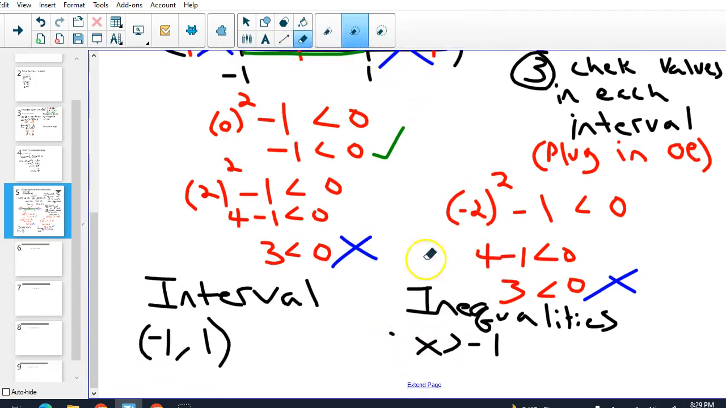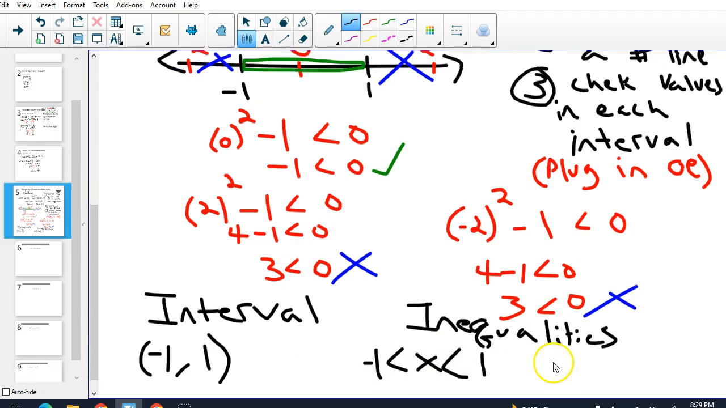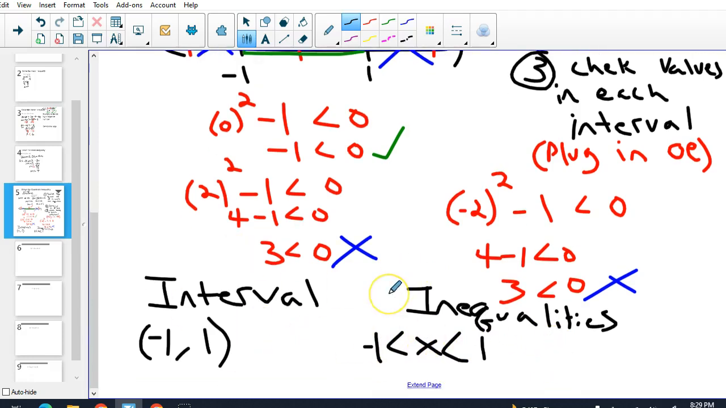So we can switch these around to the other side, so we only have to write 1. Okay, so x is bigger than -1, but it is smaller than 1. We read this, -1 is less than x, and x is less than 1. They mean the same thing, they just both might pop up, so you should try to be comfortable with both of them.